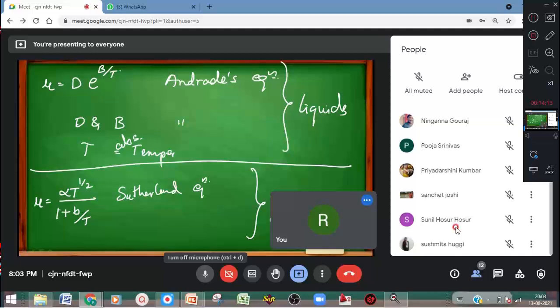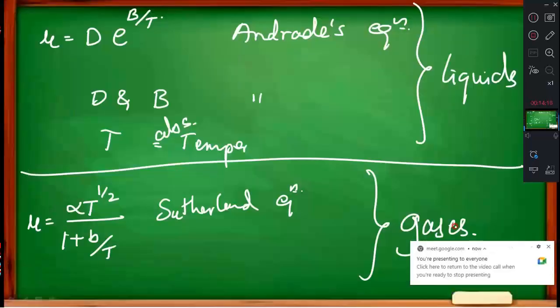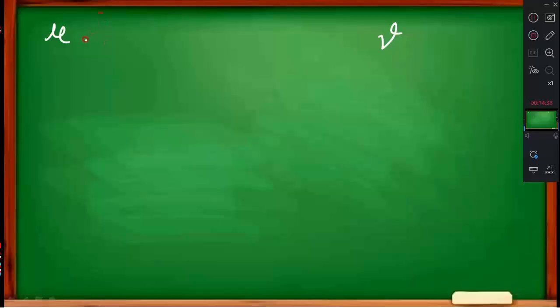Okay, we have two types of viscosities. One is dynamic viscosity and the second one is kinematic viscosity. Dynamic viscosity is called mu. Kinematic viscosity is called nu. Dynamic, kinematic. Right? Now kinematic viscosity, that I will explain, but you just remember what kinematic viscosity and dynamic viscosity are.